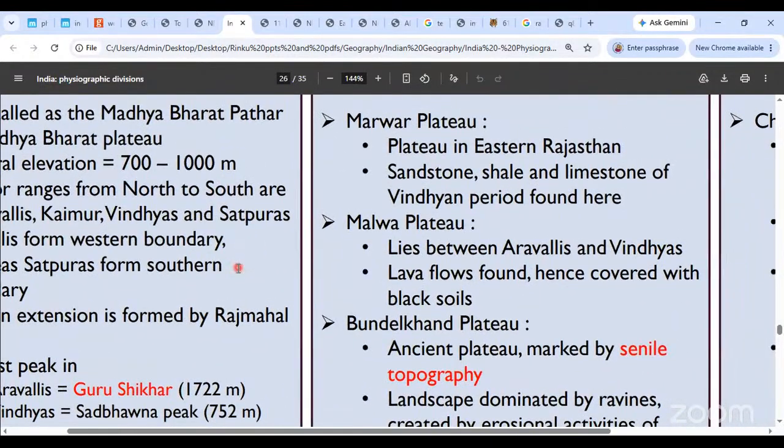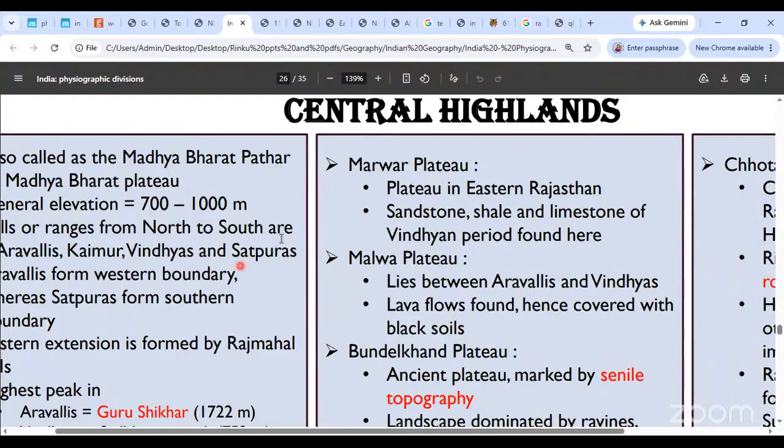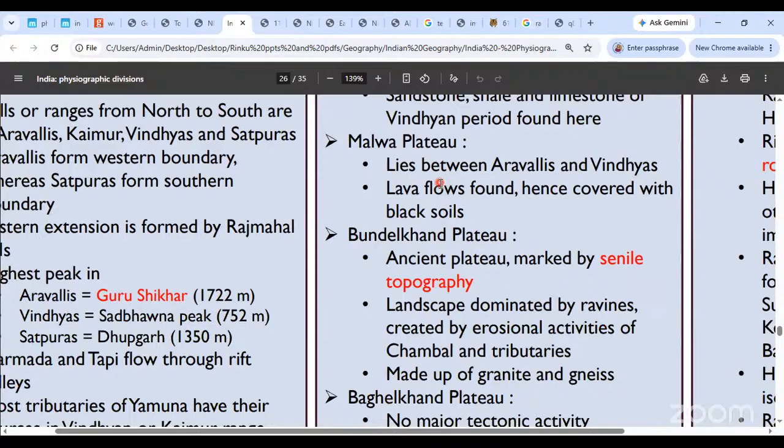Marwar or Mewad plateau जो है, that's a plateau in eastern Rajasthan. Sandstone, stone building materials are all found over here. Most of the building materials will come from here. Sandstone, limestone, shale, all of that from the Vindhyan period is found over here.